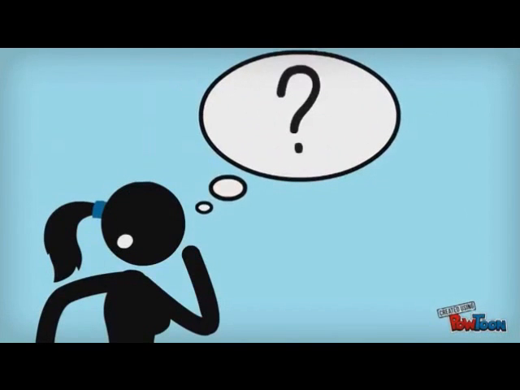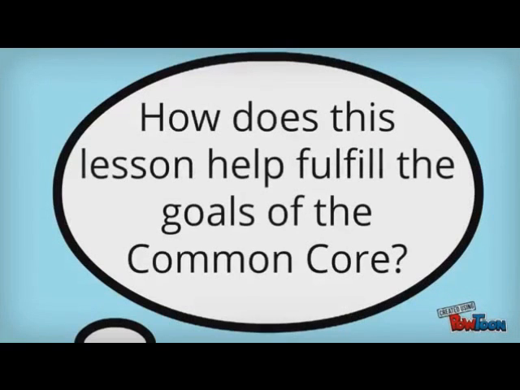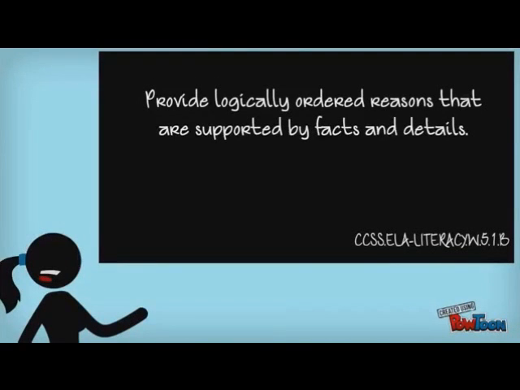You may ask whether an art activity in writing class helps students work toward their Common Core writing goals. I believe that art can be treated similarly to a literary text. Students are asked to closely read a painting, not unlike the literature that they are given. In this lesson, they will be asked to provide logically ordered reasons that are supported by facts and details from the visual image in front of them.